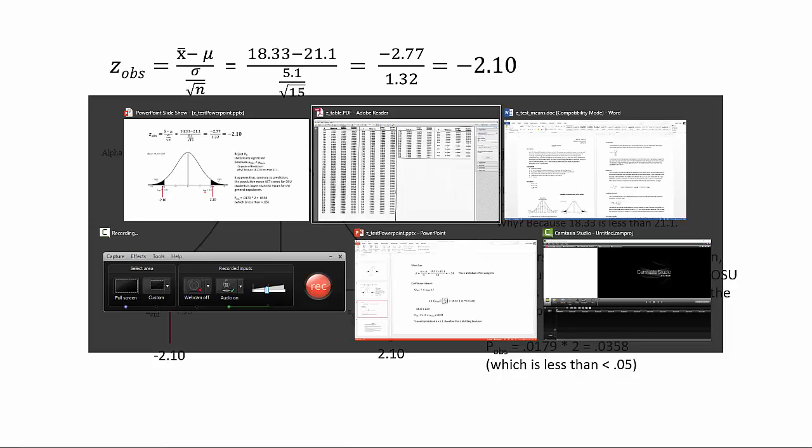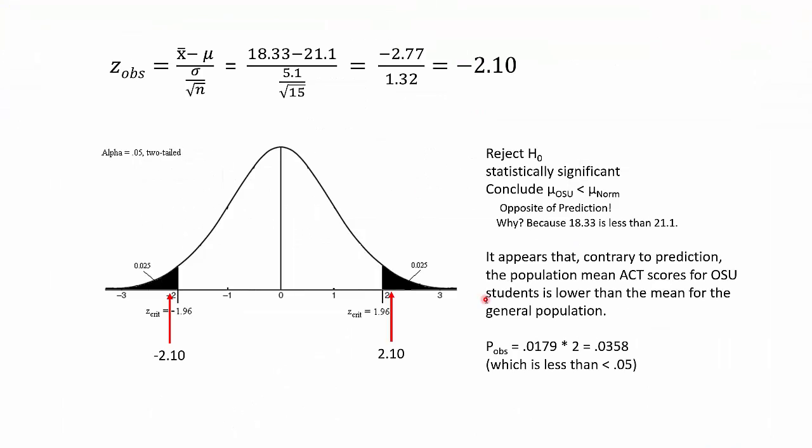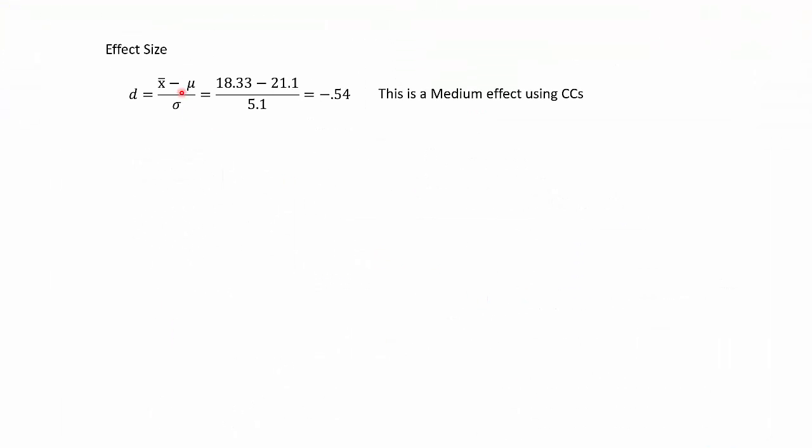Now that we have that, we go back to our sheet, and we see that we want to move on to the effect size. So we lift the formula off the sheet here. So here's the formula. Now we plug and chug through the 18.33, 21.1, the 5.1. That gives us negative 0.54. Oh, and by the way, just make sure that you're checking all these computations with your calculator so you know how to do all this basic math. You don't get hung up or stuck anywhere.